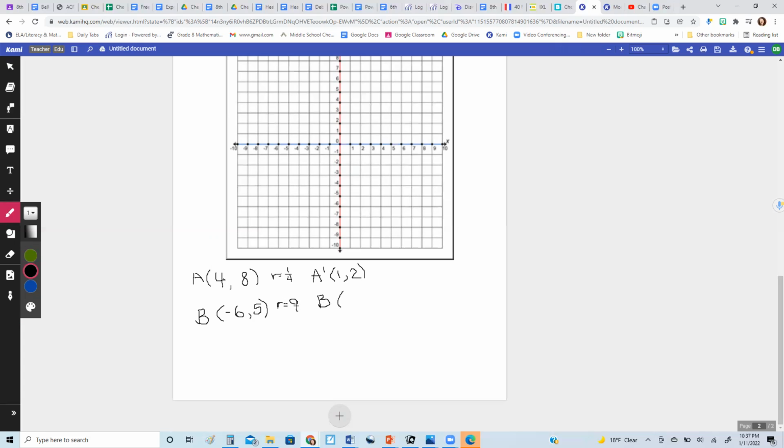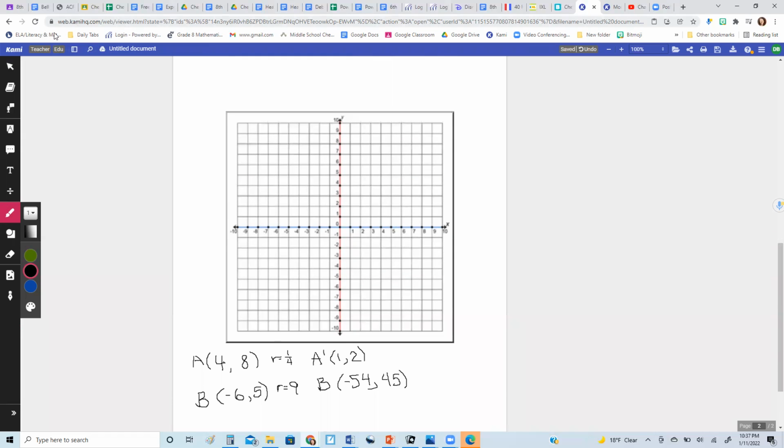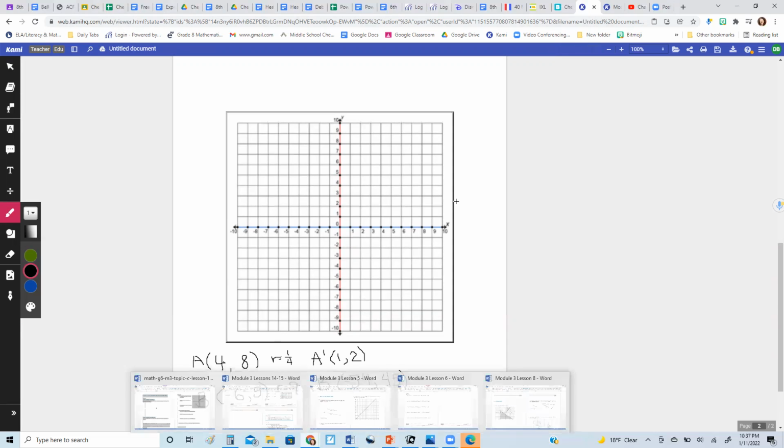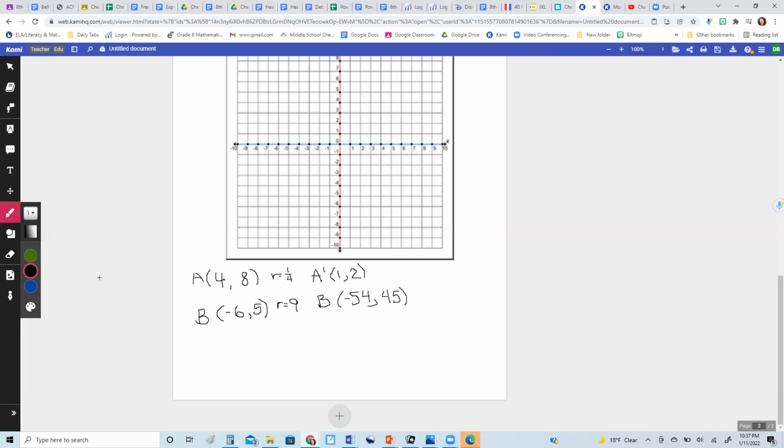B prime is going to be clear down. Okay, so -6 times 9 is -54. So it's going to stay negative if it's negative. It's going to stay positive if it's positive. 5 times 9 is 45. So it's -54, -45. So it is going to be clear out, like up there somewhere. Okay. So that's it.